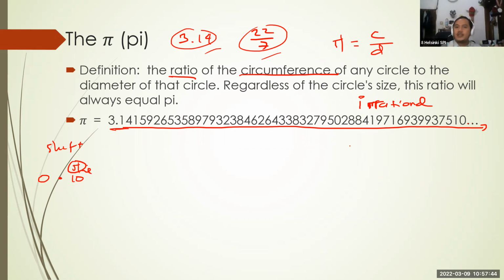But the question is, Pak, kan ini irrational ya? Ini irrational enggak? 22/7. Enggak kan? 22/7 is not irrational, it's a rational number. Tapi kenapa pakainya 22/7? Okay, that's another question.